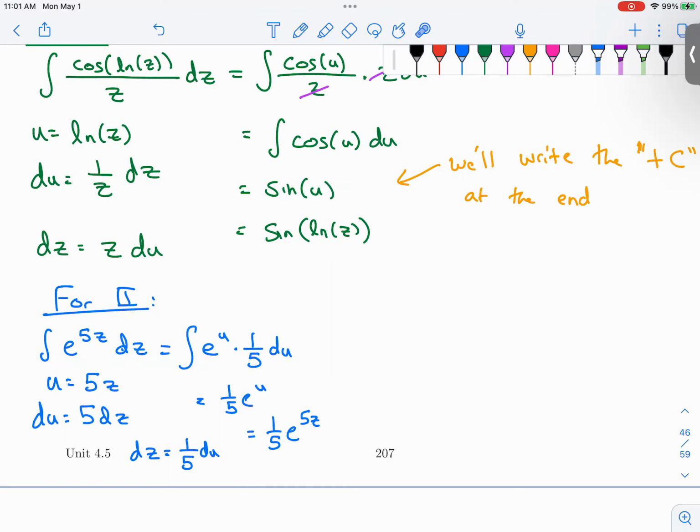So now we have both integrals. Let's combine them and write our answer. So the answer is going to be sine of ln of z plus 1/5 e to the 5z plus that constant c.